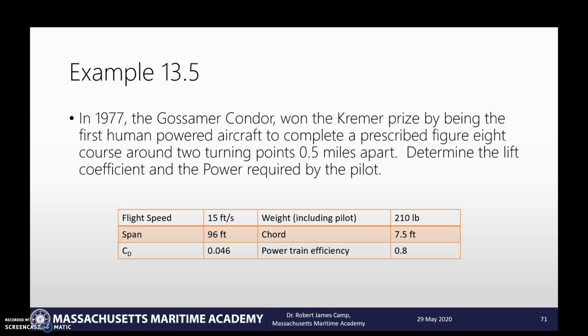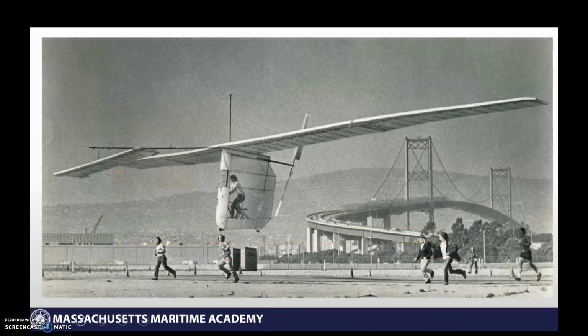It flew at 15 feet per second, had a span of 96 feet, a chord of 7.5 feet. Its coefficient of drag was 0.046. The powertrain efficiency was 0.8. And the weight, and this included the pilot, was 210 pounds. So the Gossamer Condor is an interesting plane. And this is what it looked like flying.